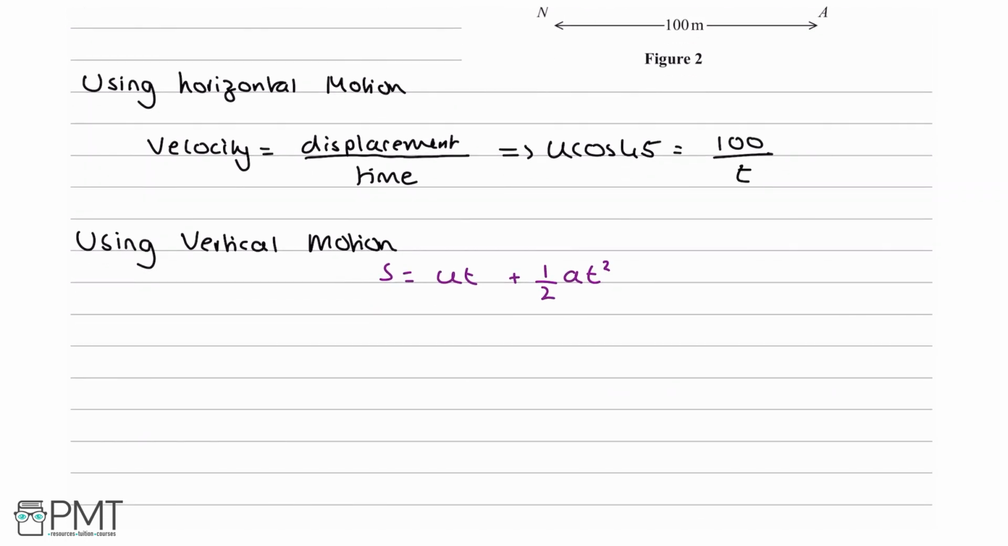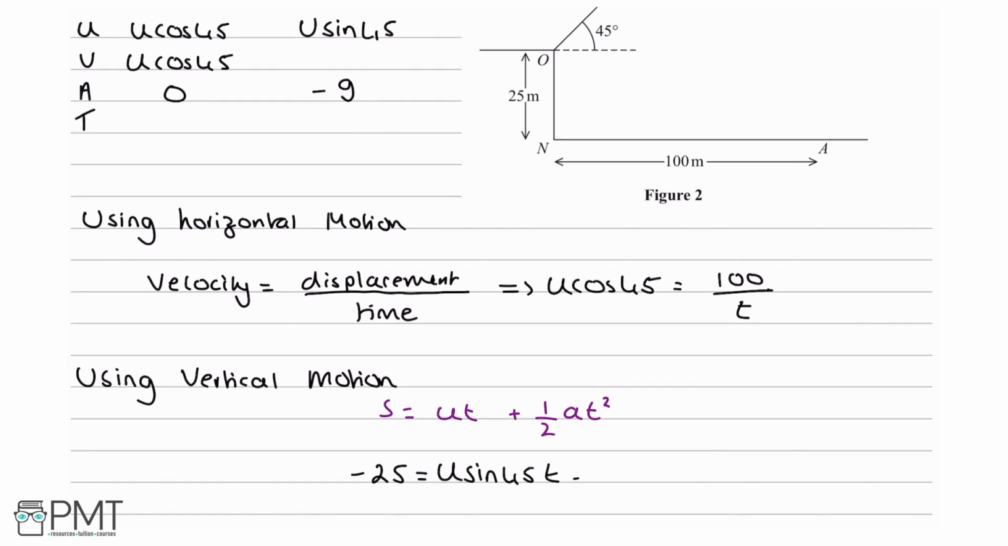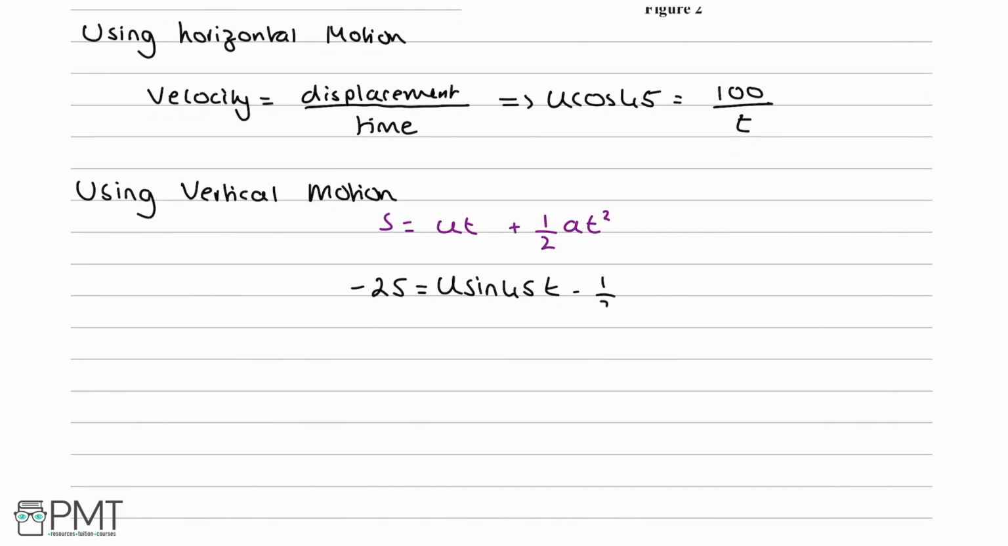So what we end up with is minus 25 equals u sine 45 t minus half g t squared. The reason it's minus here is because our acceleration is minus g, so we're just going to do minus half g t squared like that, okay?